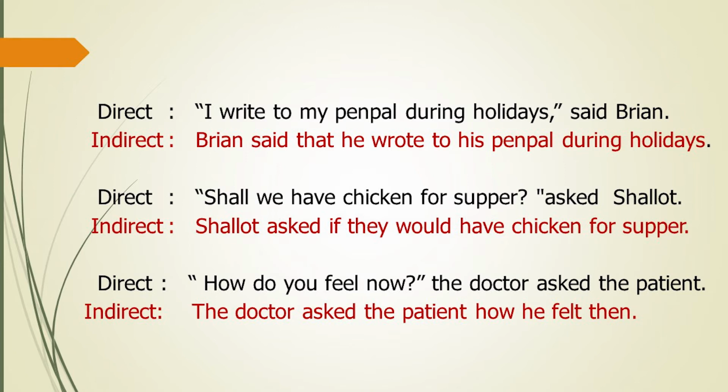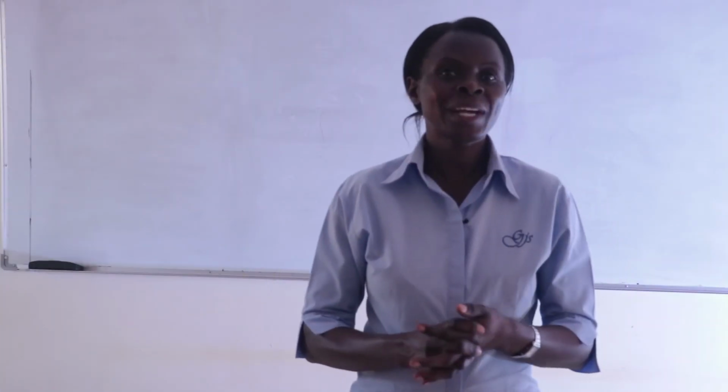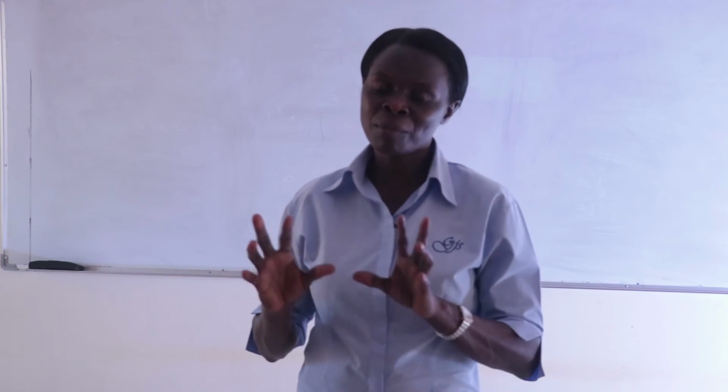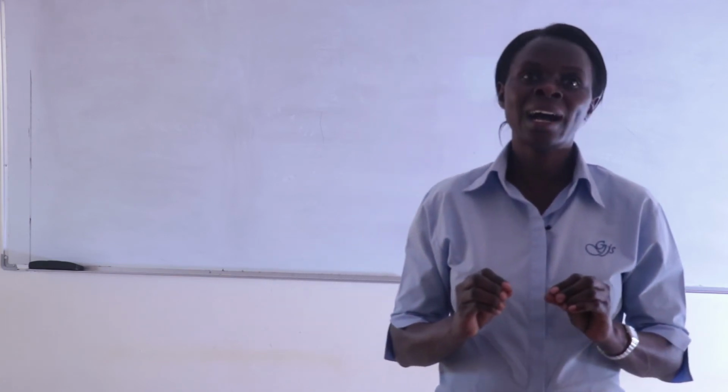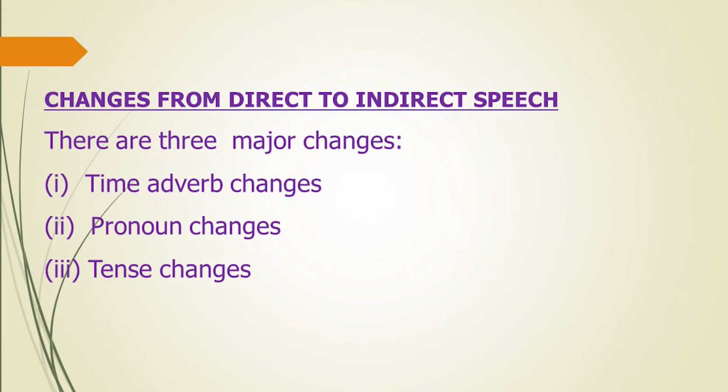Number 3, the direct one is, how do you feel now? the doctor asked the patient. So look at the indirect statement. The doctor asked the patient how he felt then. So when we are changing statements from the direct to indirect speech, we always have changes of some words. The words that change mostly are the adverbs of time, or the time adverbs. We also have the pronoun changes and also the tense changes. Tenses change, pronouns change, and then some verbs change.